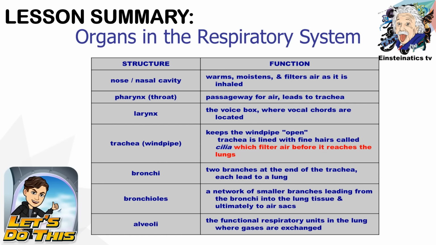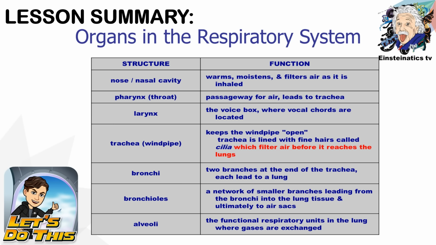Before we proceed with our assessment, let us summarize all that we have discussed so far. Here are the major organs in the respiratory system. It all started with the nose or the nasal cavity. Its function is to warm, moisten, and filter air as it is inhaled. Then, the air passes through the pharynx or the throat, whose function is to serve as the passageway for air and lead to the trachea.